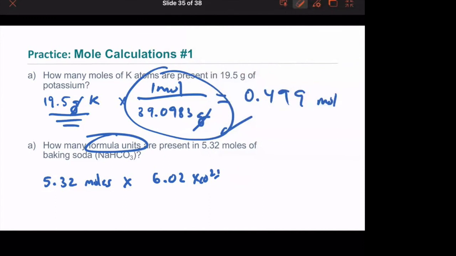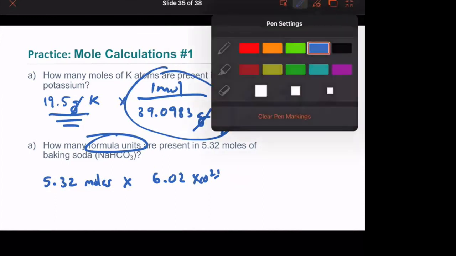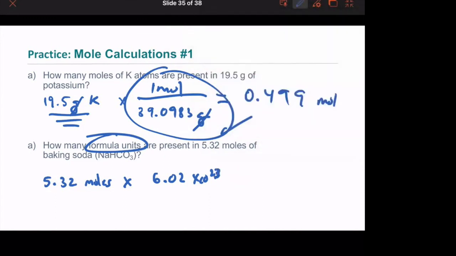In this case, it's what? Formula units. I'll just put units per mole. Your moles cancel out. You're left with units. You multiplied by Avogadro's number because you were asked for the number of particles.